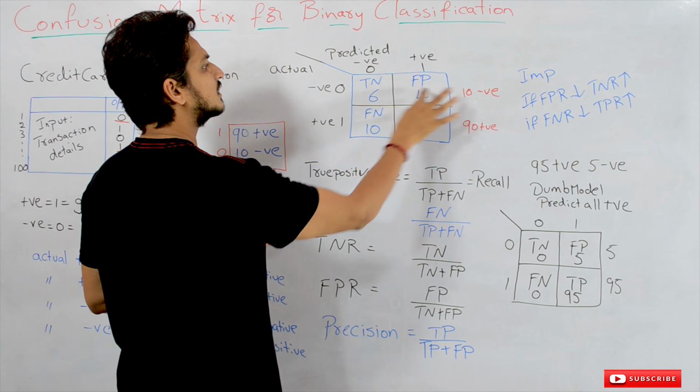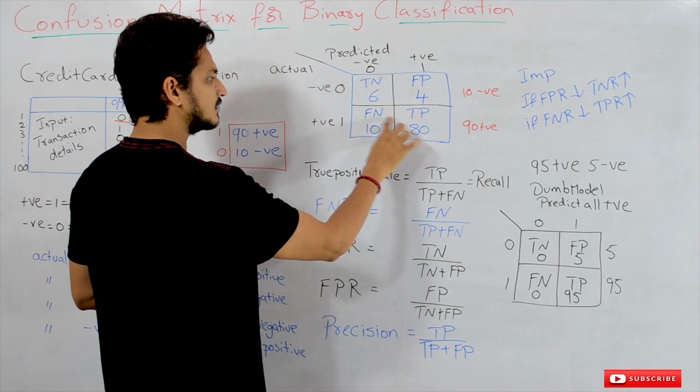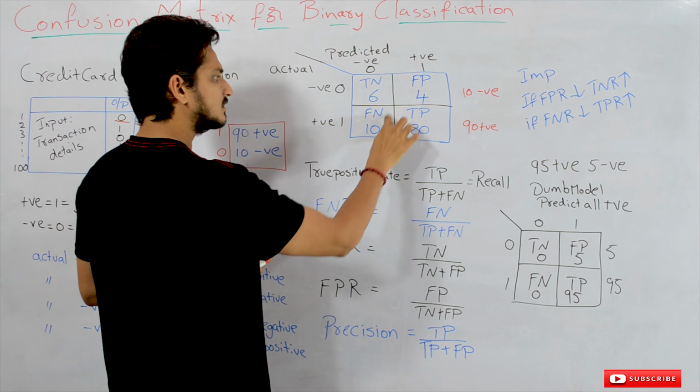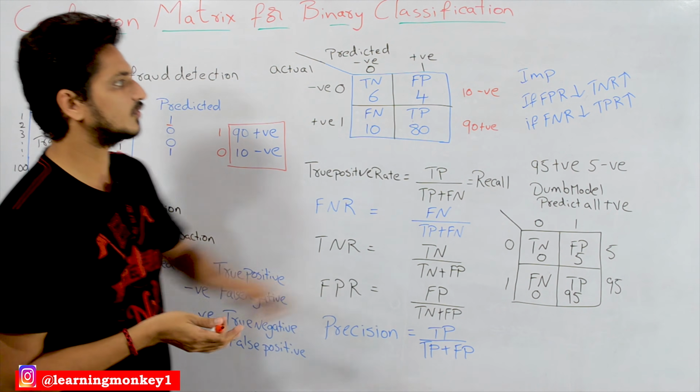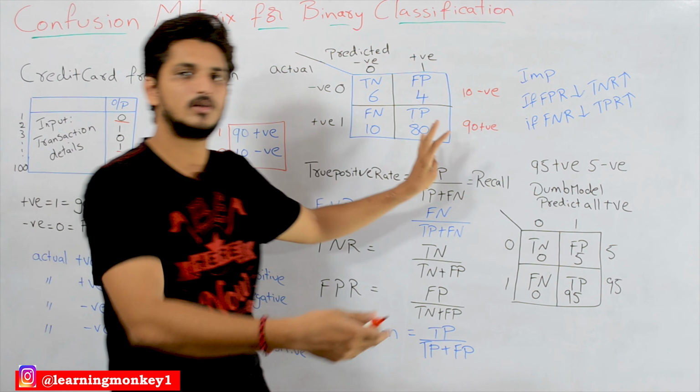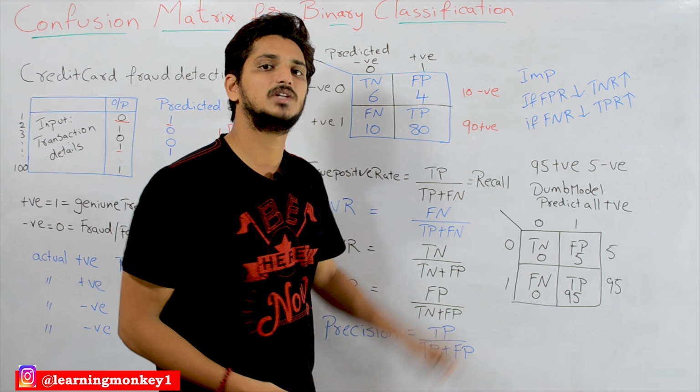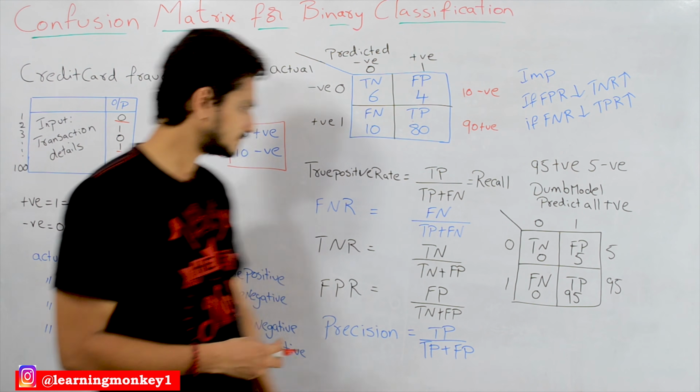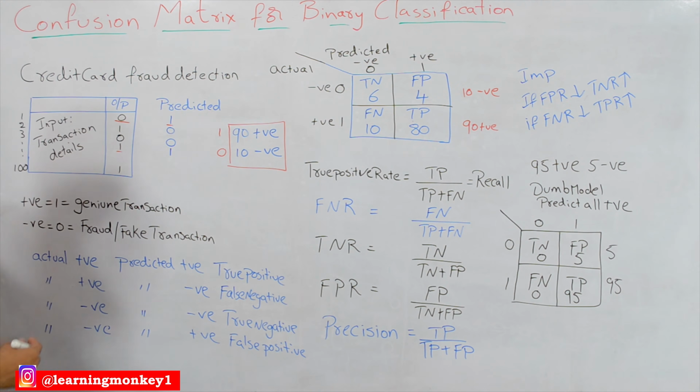If this is increasing, this is decreasing, and vice versa. That is what we have written here. This point is very, very important; we will use it in our next classes. So this is all about the confusion matrix.